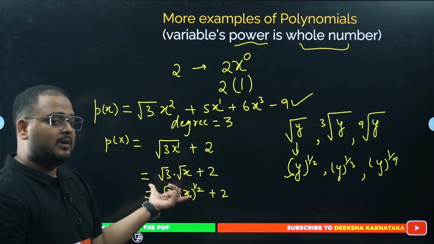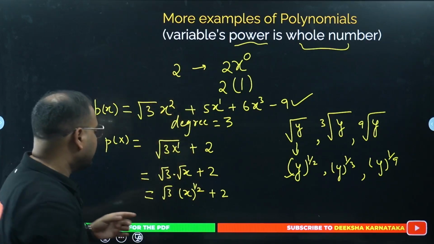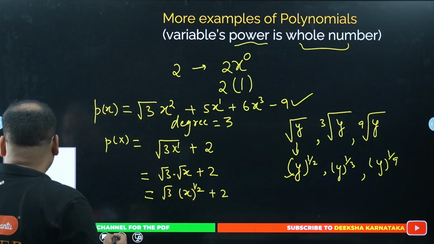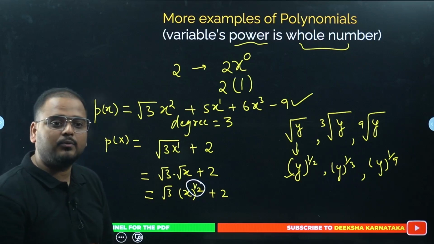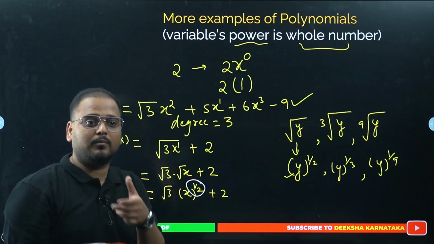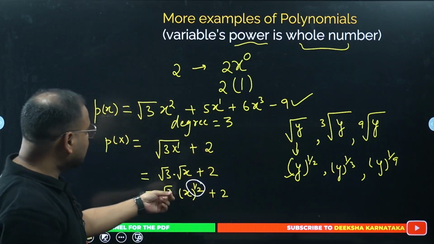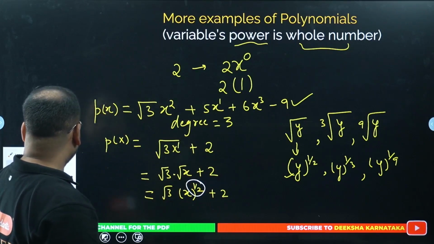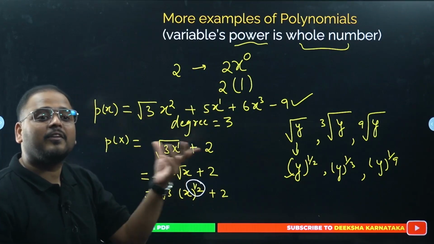Now you tell me, does this expression satisfy our definition? Power is a whole number. Is the number 1 by 2 a whole number? Can you see this as a whole number? 1 by 2? It's a fraction. It's not a whole number. It's a decimal 0.5. Then how can it be a whole number? It means this statement that we have written here cannot satisfy the case of whole numbers.